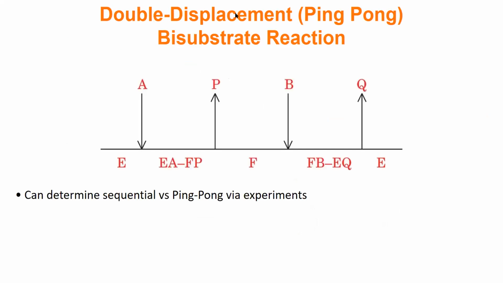And the other type of reaction, other than sequential, is called a displacement reaction or a double displacement reaction or ping pong. What a ping pong reaction is, is that you bind one substrate and then you release a product. When you release the product, you change your enzyme. And that's what we're showing here, right?